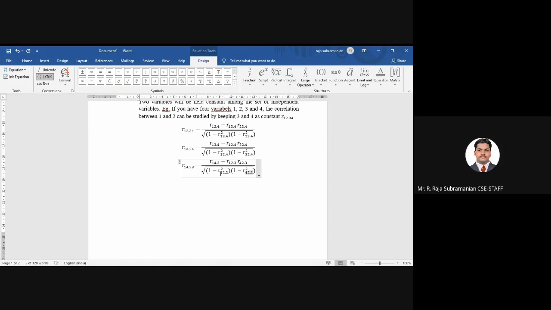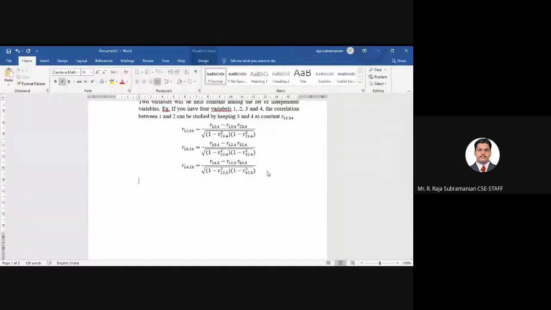So everyone understood, right, how to frame the formulas? So R14.23 will be R14.3 minus R12.3 into R42.3, whole divided by square root of 1 minus R12.3 the whole square into 1 minus R42.3 the whole square, right? This is the case. So far so good. Everyone can understand up to this, right?